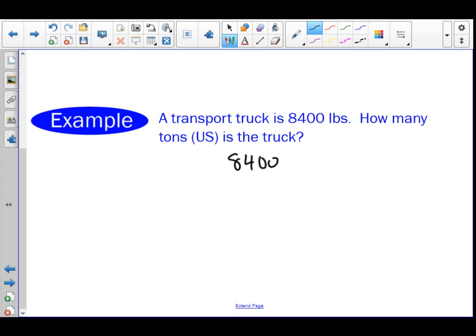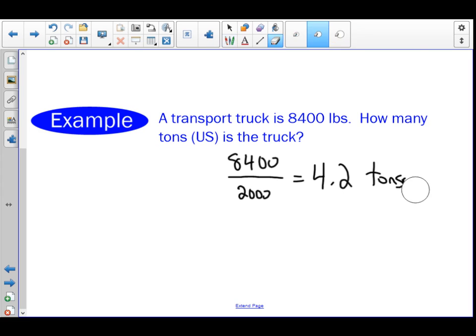So what do we have to do with 8,400 and 2,000 to get an answer that's about 4? Well, we're going to divide. So it's 8,400 divided by 2,000. And that's going to be 4.2 tons. I think because it's imperial, we're going to write it like this. There you go. Wrong. I had it right the first time. It's 4.2 tons. And that's it, that's all.